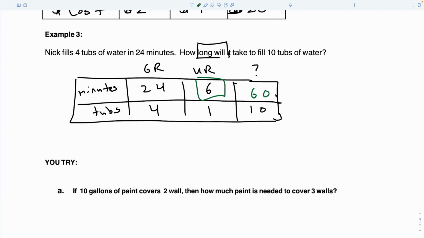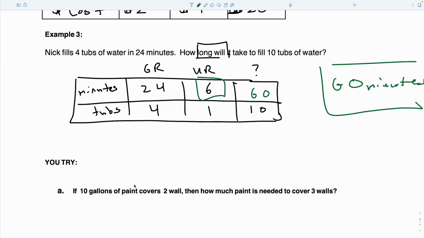You'll notice a pattern, probably because you guys are very intelligent, that the biggest number is always on top. Do not fall into that trap. It's going to change tomorrow when we have decimals and fractions. It works for today, but don't fall into that line of thinking because it will not work. You should use the ratio table to help set up what's on top versus what's on bottom. It would take 60 minutes to fill 10 tubs.